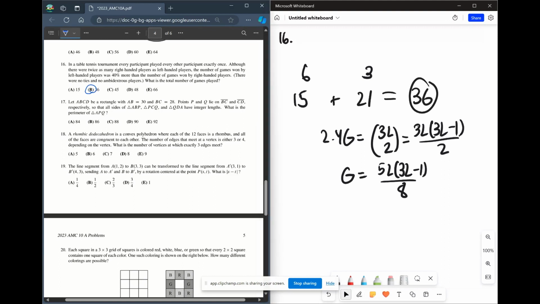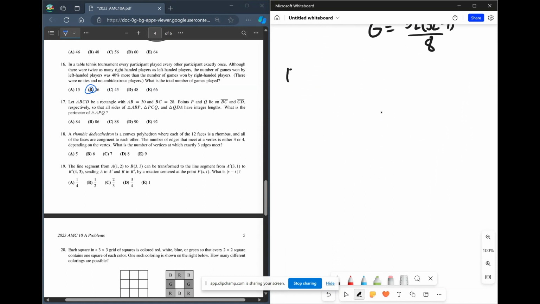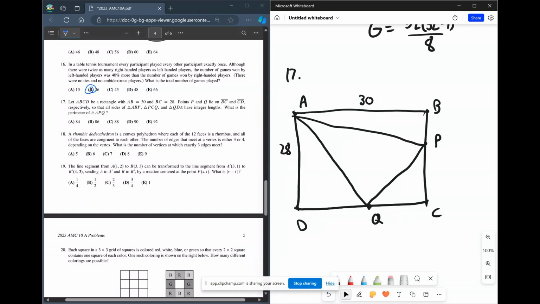Answer choice B. Problem number 17. Let ABCD be a rectangle with AB equal to 30 and BC equal to 28. So let's go ahead and draw that real quick. Points P and Q lie inside BC and CD, respectively, so that all sides of ABP, PCQ, and AQD are integers. So that's 30, that's 28, and then the side lengths of all of these are integers. We want to find out the area of APQ.